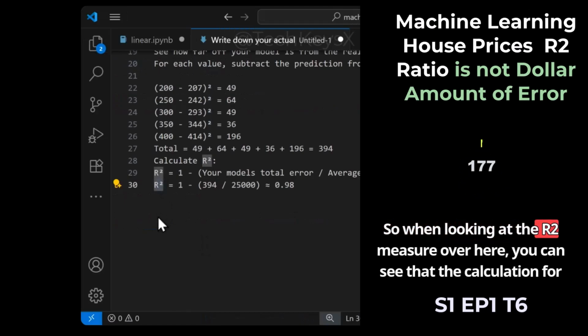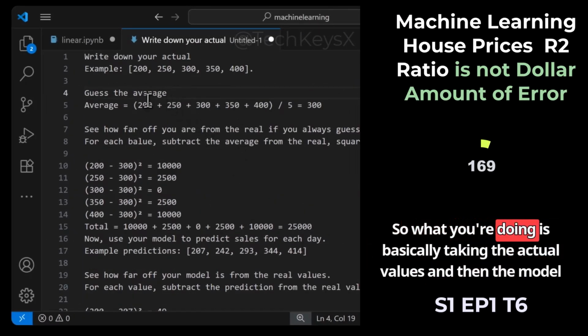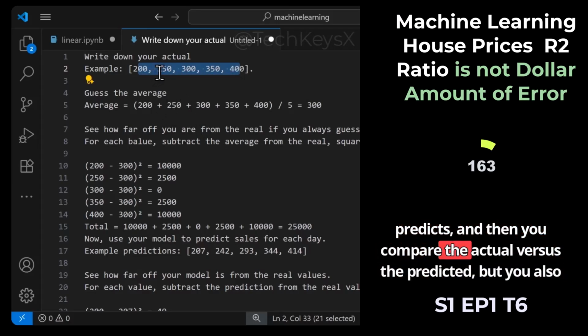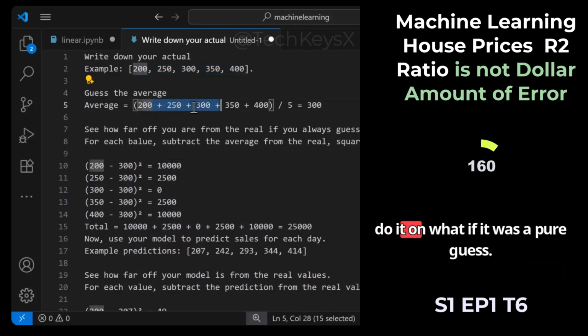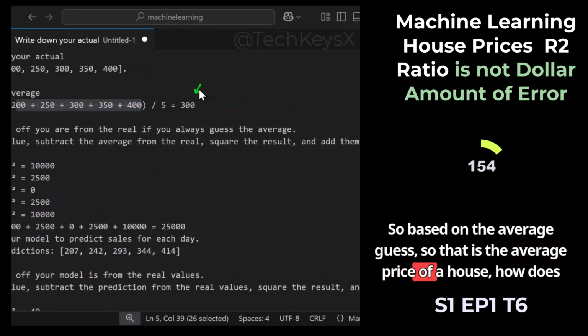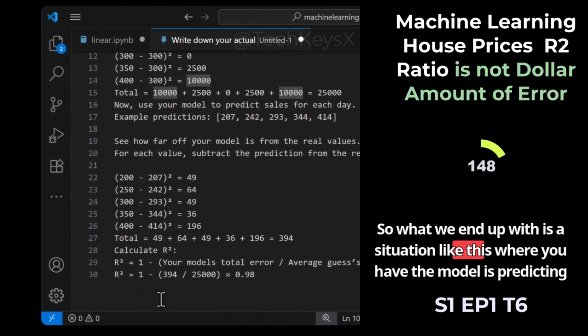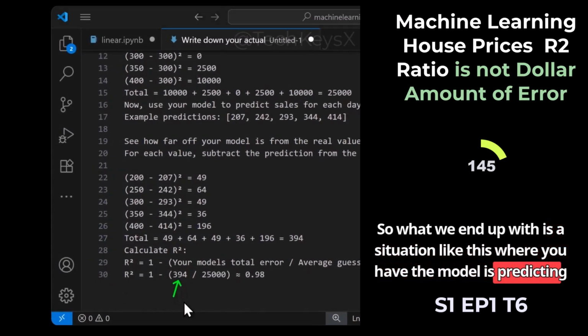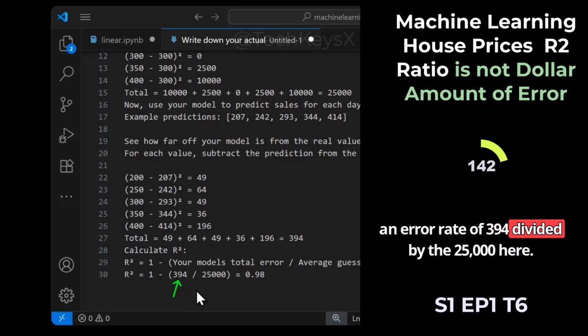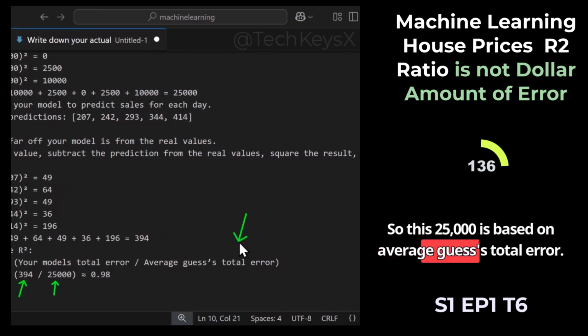So when looking at the R2 measure over here, you can see that the calculation for this, when done manually, works out as per my previous explanation. What you're doing is taking the actual values, and then the model predicts, and then you compare the actual versus the predicted, but you also do it on what if it was a pure guess. So based on the average guess, that is the average price of a house, how does that compare against the model prediction? So what we end up with is a situation like this, where the model is predicting an error of 394 divided by the 25,000 here. So this 25,000 is based on the average guess's total error.